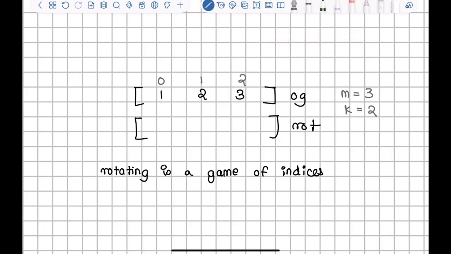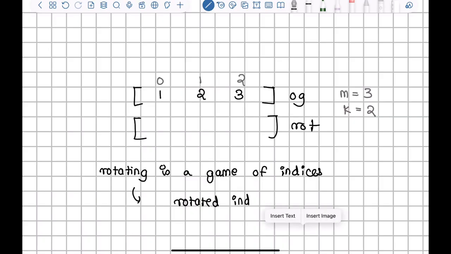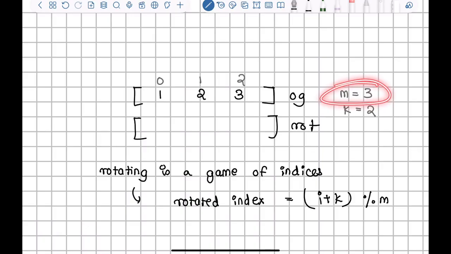So this is a very important formula. My rotated index is nothing but (i plus k) mod m. How did this formula come into picture? We are given a length of 3, and my k will always be less than this.